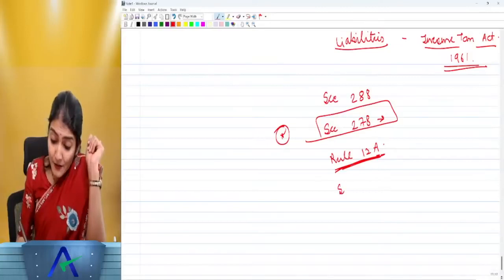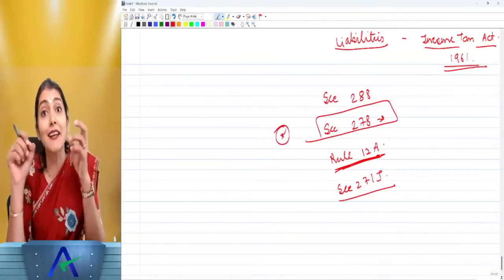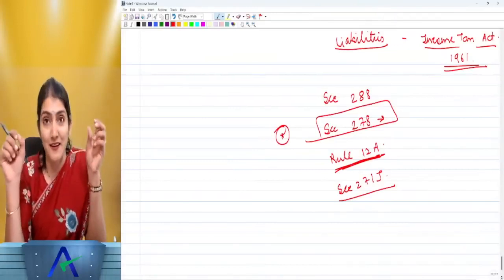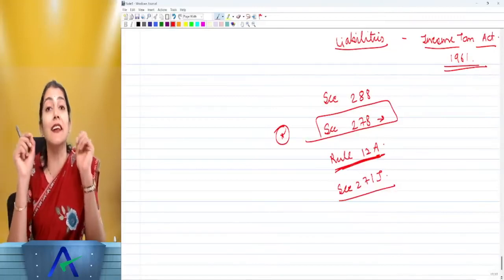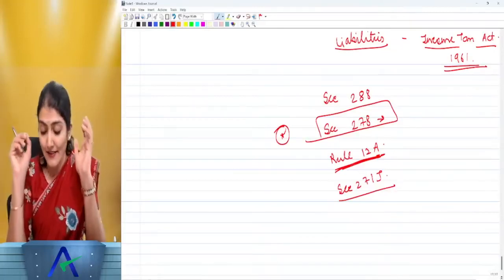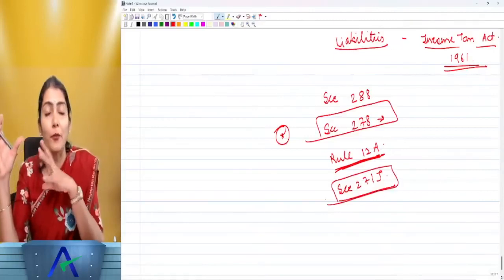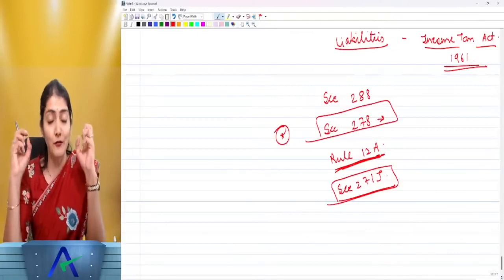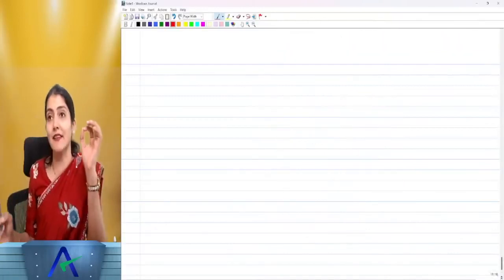Right, and then after that, you have the section 271J. While furnishing any report or certificate, gives any incorrect information in the report or certificate. What does it say? 10,000 rupees by way of penalty for each such incorrect report or certificate. Is it clear to all of you? Liabilities of the auditor under the Income Tax Act 1961.